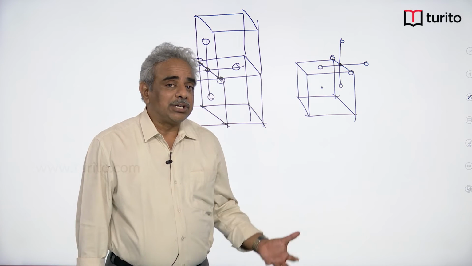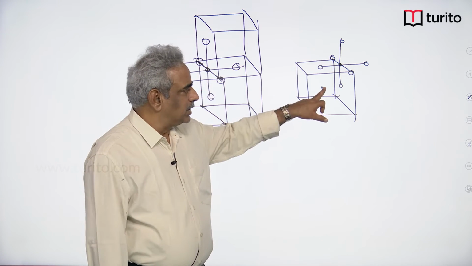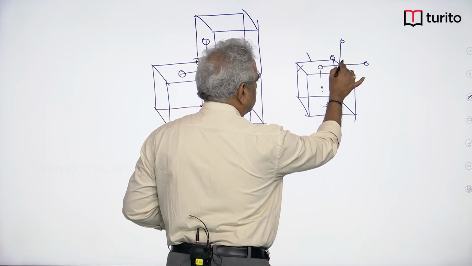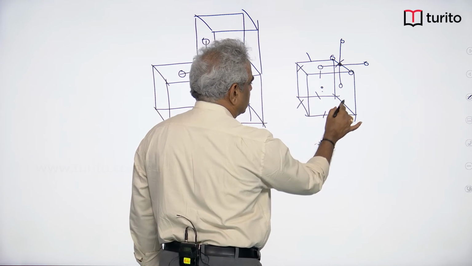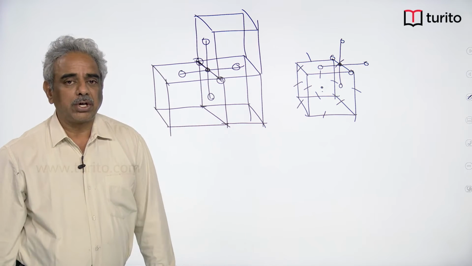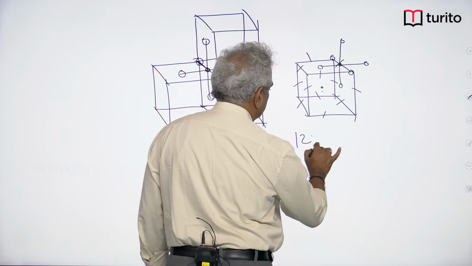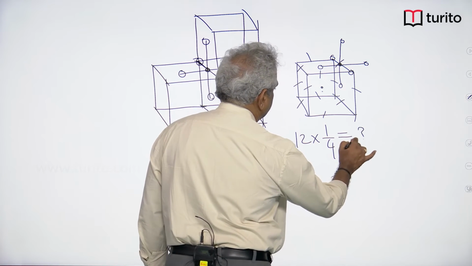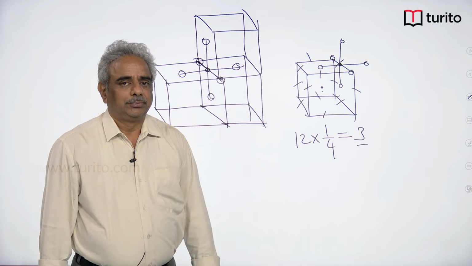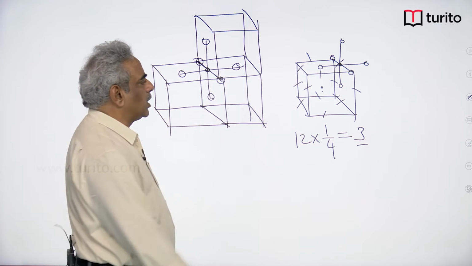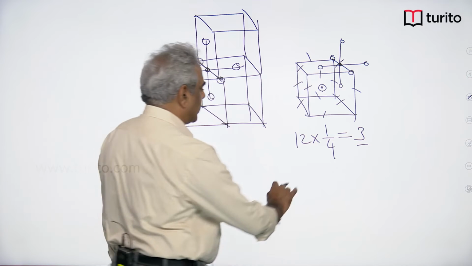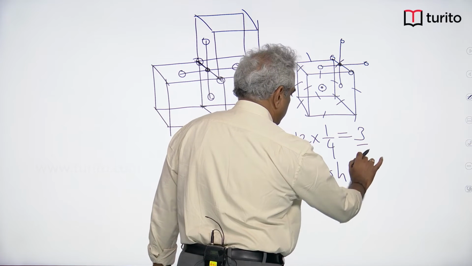But how many such edges do you have? For this unit cell, there are 12 edges: top 4 edges, bottom 4 edges, side 4 edges. So, 12 into 1/4 gives me 3 octahedral voids. So, there are 3 octahedral voids at the edges, and there is 1 octahedral void at the middle. So, totally 4 octahedral voids are present per unit cell.